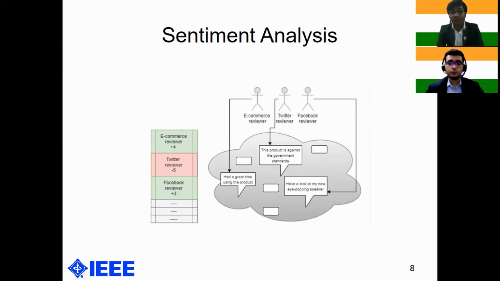The Twitter reviewer says, the product is against the government standards. This shows negative sentiment because words like against are present. So a -5 is given to it. Our Facebook reviewer says, have a look at my eye-popping speaker. It again shows a positive sentiment. Over here, various corpora are used to identify similar words.